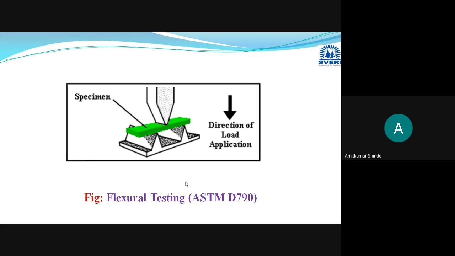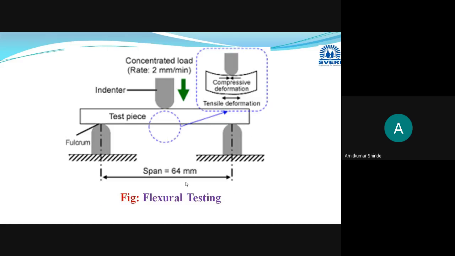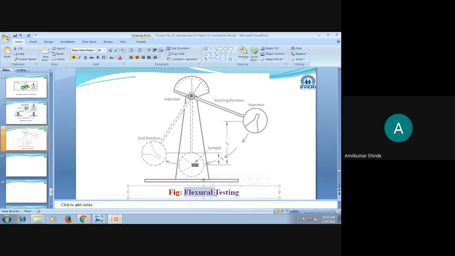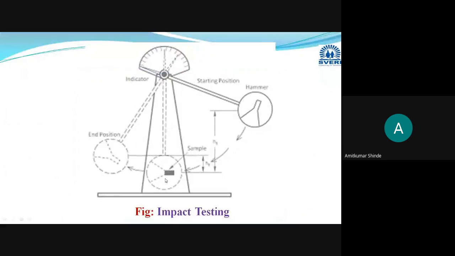Flexural strength is nothing but the maximum amount of stress that the outer fiber can carry before the crack formation or failure. That will be termed as flexural strength. And after this flexural testing, we will move towards the next point here. This is the impact testing. This is the third, the impact testing.